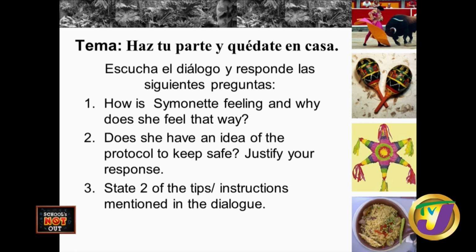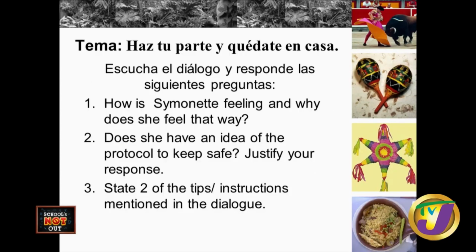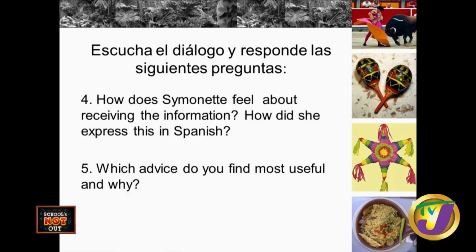Número 1. How is Simonette feeling, and why does she feel that way? Número 2. Does she have any idea of the protocols to keep safe, and you need to justify your responses? Número 3. State 2 tips or instructions mentioned in the dialogue. Número 4. You are going to tell me, how does Simonette feel about the information she received, and how does she respond in Spanish? And número 5, final question, which advice do you find most helpful and why?